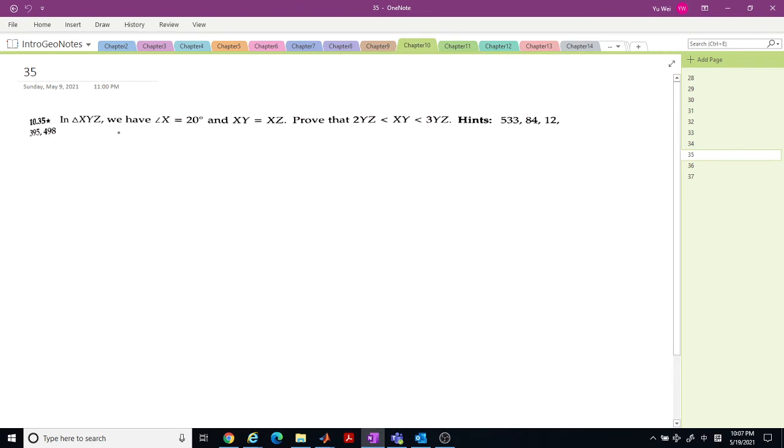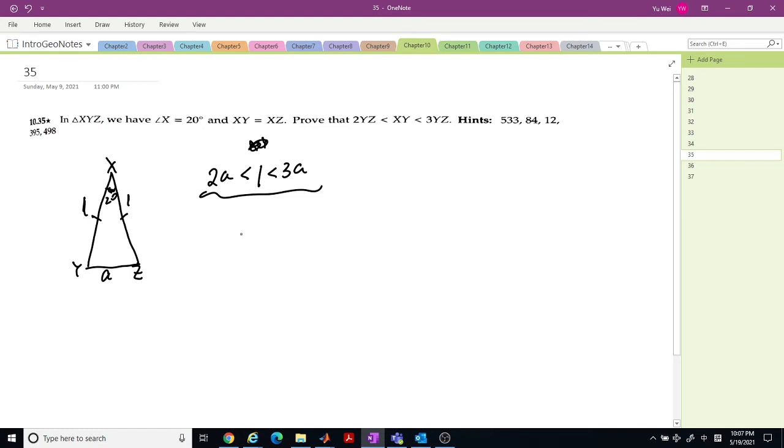Next is XYZ. We have angle X equal to 20 degrees, and XY equals XZ, so it's an isosceles triangle. We want to prove XY, okay, let's call this 1, let's say this is A. So we want to prove that 1 is greater than 2A, but less than 3A.